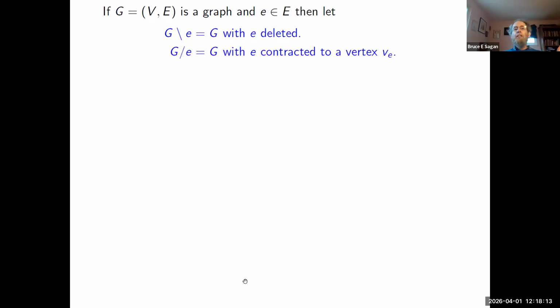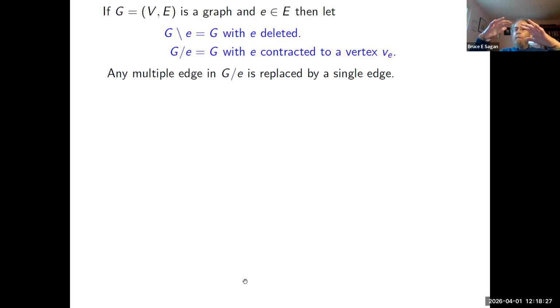G over E will be G with E contracted. So think of the endpoints of E topologically and just bring them together to form a new vertex V sub E. Now, when you do that contraction, you may get multiple edges, because things that were adjacent to both endpoints will form a doubled edge. Just replace those by a single edge so we stay in the realm of graphs. It doesn't matter, right? When we're coloring things, it doesn't matter whether there's 1 or 5 edges. We still want the vertices to have different colors.